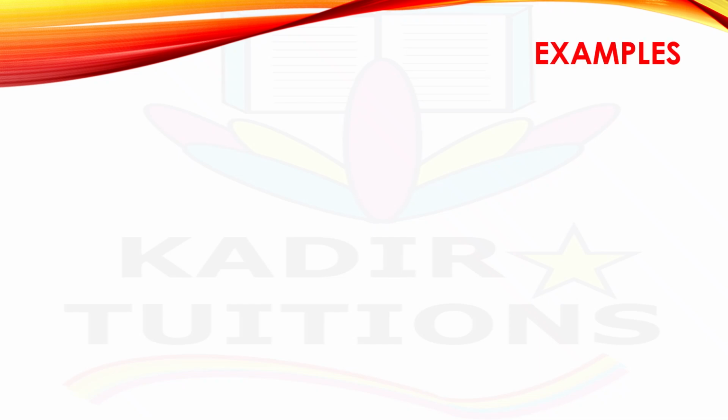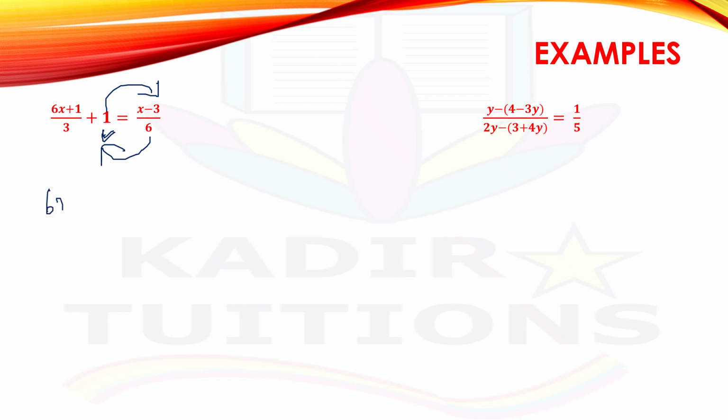Let's see one little difficult problem. So here there are two problems. So what is this? 6x plus 1 by 3 plus 1, which is equal to x minus 3 by 6. First, if I see over here, 1 is a constant, I know for sure. So what we can do, we'll move this 1 to the RHS, and here see in RHS we have this variable term. So move that to the LHS. First step we'll do that.